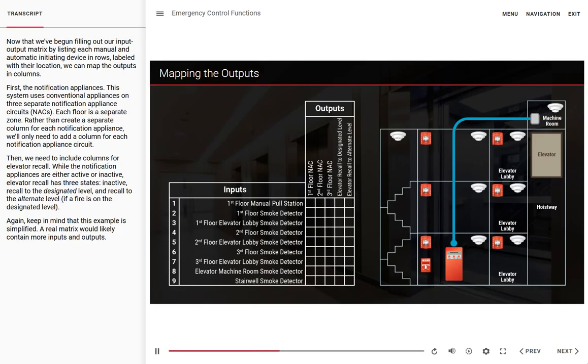Rather than create a separate column for each notification appliance, we'll only need to add a column for each notification appliance circuit. Then, we need to include columns for elevator recall. While the notification appliances are either active or inactive, elevator recall has 3 states: inactive, recall to the designated level, and recall to the alternate level, if a fire is on the designated level. Again, keep in mind that this example is simplified. A real matrix would likely contain more inputs and outputs.